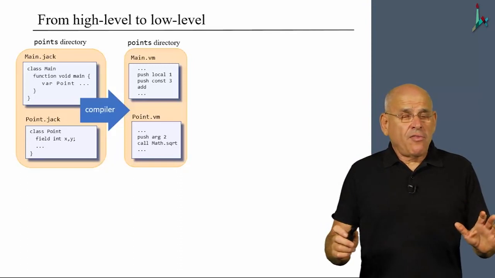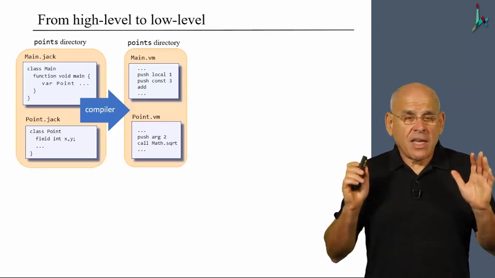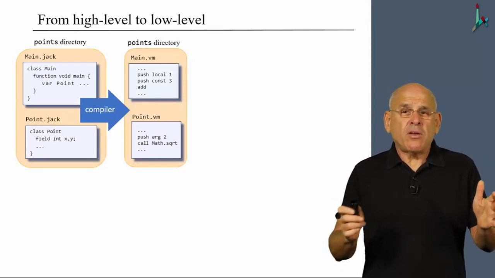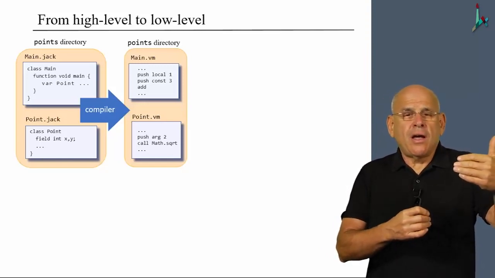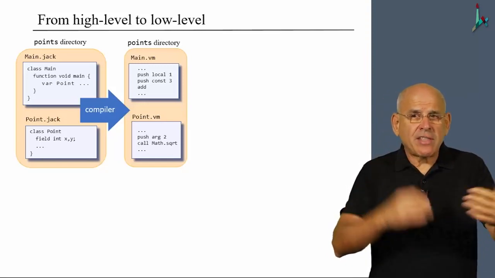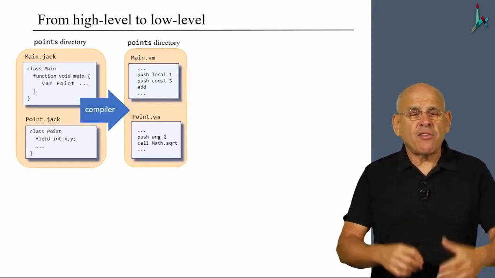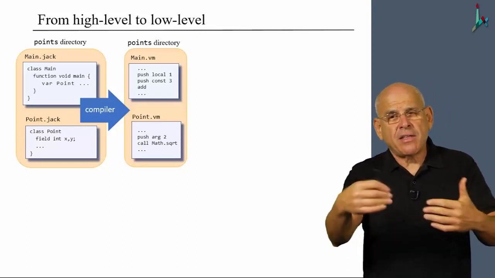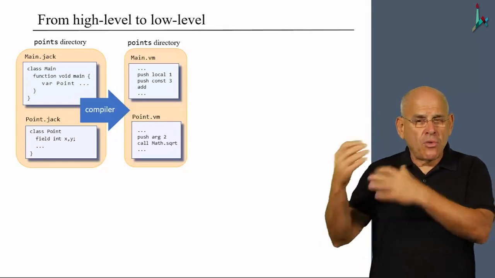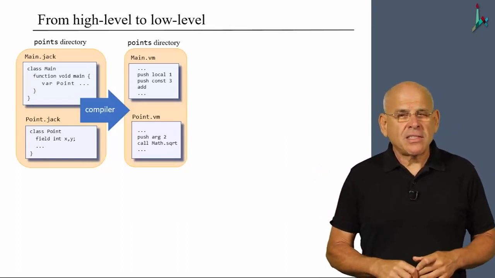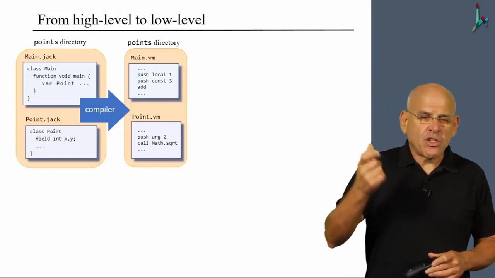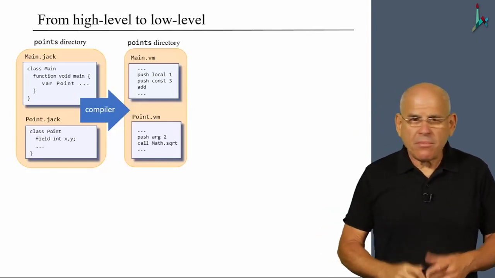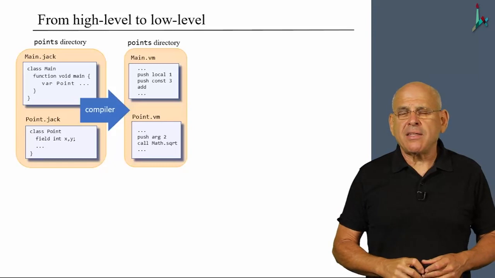And by the way, if you're used to Java, this is exactly what you do with Java, right? Because you start with two Java classes that have a Java extension instead of a Jack extension. And after you apply javac, the Java compiler, you will get two classes written in bytecode. And the extension will be .class instead of .vm, just a small syntactic detail.